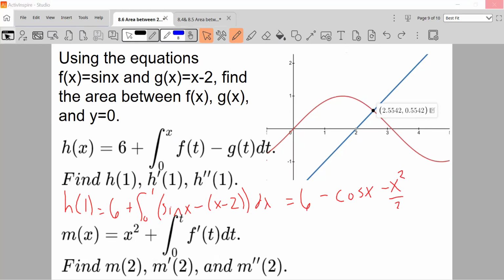We could do this a couple ways, but I know a lot of you just feel more comfortable with minus x squared over 2 plus 2x. And then I'm going to put parentheses around this whole thing because that's what I'm evaluating from 0 to 1. Plugging the 1 in is a little bit gross because it's just 6 minus cosine of 1.